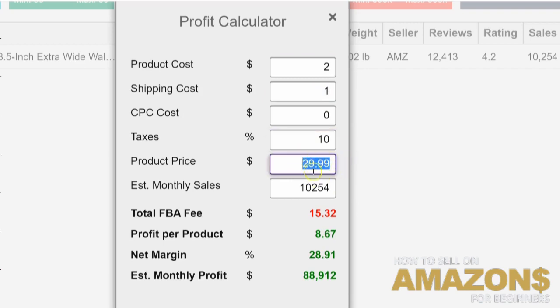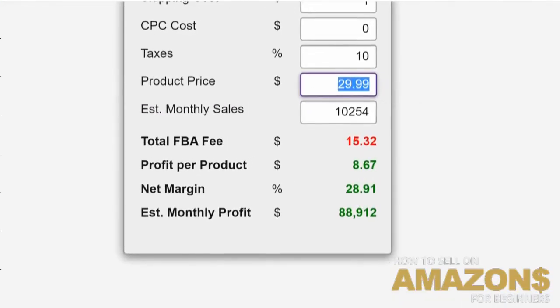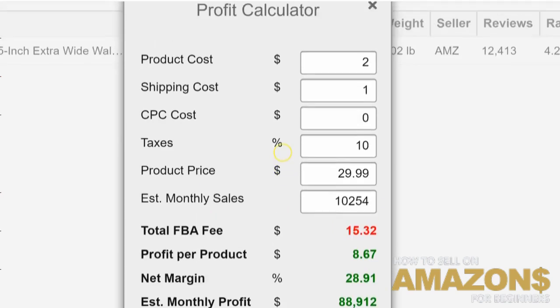Let's say we were selling at exactly the same price as this competitor, right here, and at the exact same volume. It'll give you an FBA fee, which is what you have to pay for the storage. The profit per product is $8 each. Net margin is 28%, and the estimated monthly profit is $88,000. So it works out.